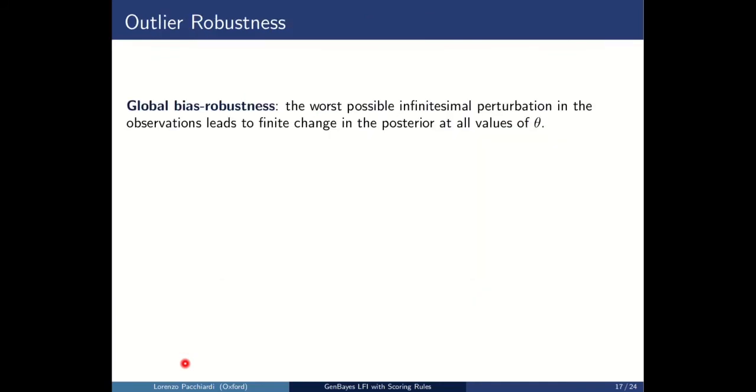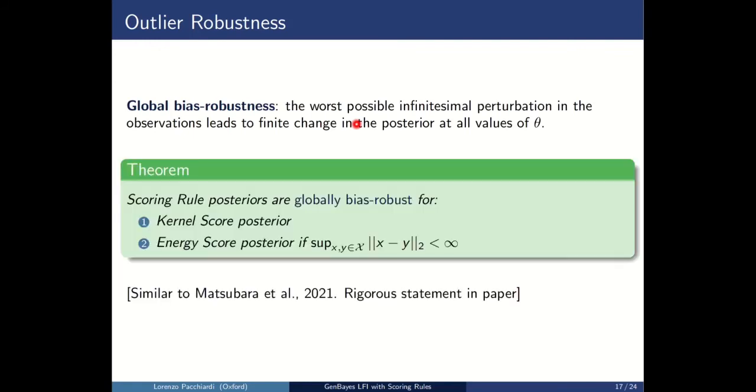Right, so we also prove a form of outlier robustness, which is called globally biased robustness. And this means that if a posterior is globally biased robust, the worst possible infinitesimal perturbation in the observation leads to a finite change in the posterior for all values of theta. Of course, you can find the rigorous definition in the paper as well.